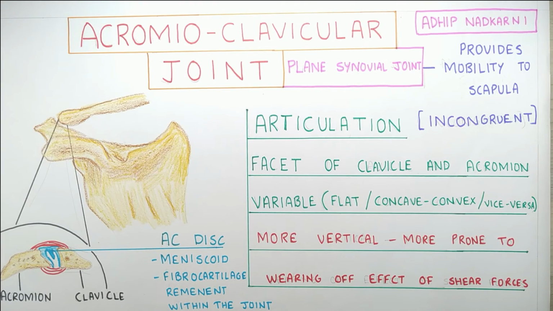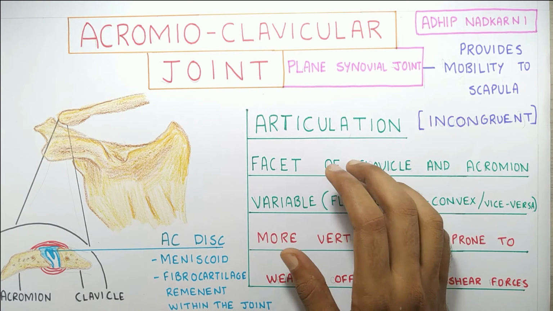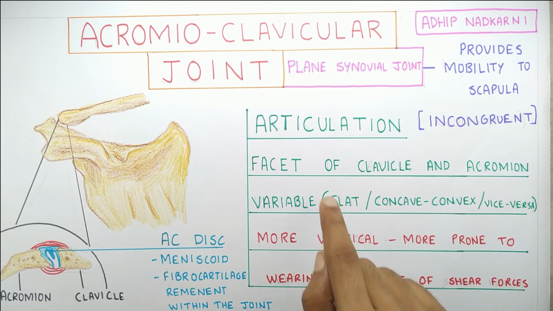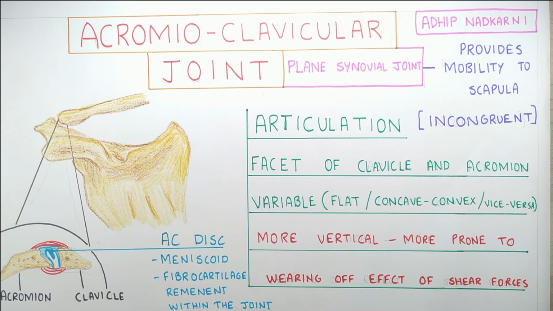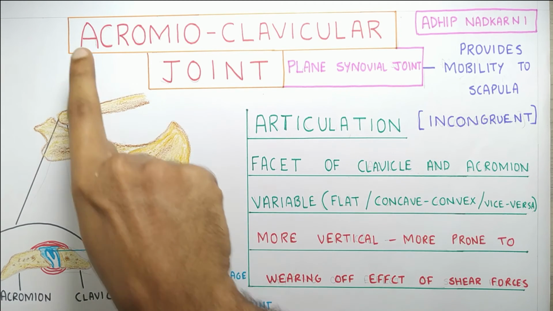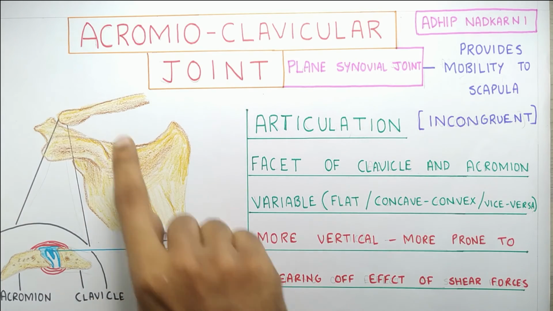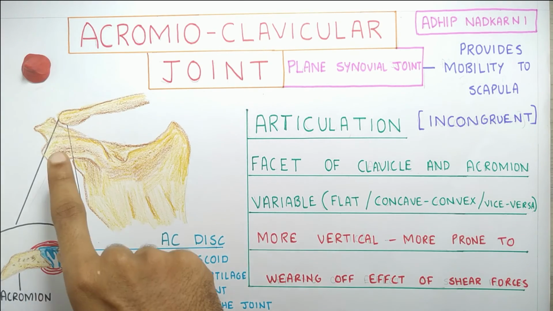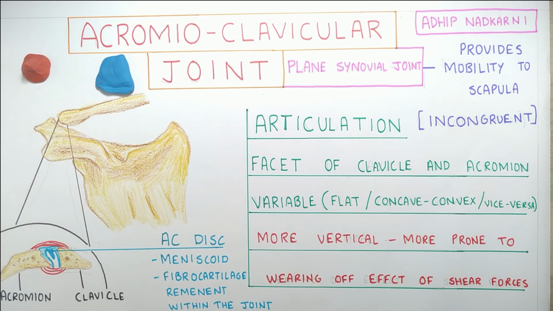Now let's summarize the topic. We studied about the acromioclavicular joint structure, that is a plain synovial joint which has a small disc in it. It is incongruent, the articulation is very variable, and if it's more vertical, it is more prone to injuries. Then we went to the ligaments. There were the superior and inferior AC joint ligaments, and then the coraco-clavicular ligaments, that was the conoid, which was vertical, and the trapezoid, which was horizontal.